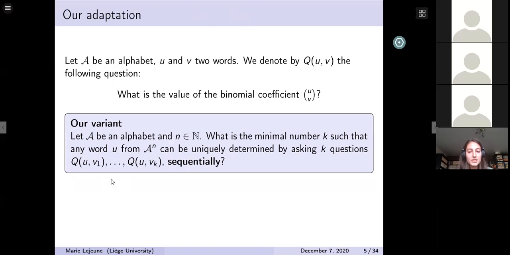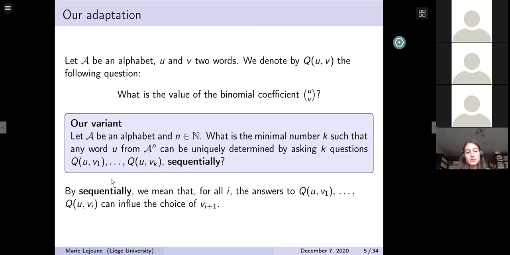But what changed is that we are going to ask these questions sequentially. So if we have an alphabet and an integer n, we have an unknown word u of length n, and we are going to ask the question: what is the binomial coefficient of u and v1? So how many occurrences of v1 can I see as a subword in u? How many occurrences of v2 can I see as a subword in u? Up to how many occurrences of vk can I see in u? And I want to ask the fewest questions possible. And I ask these questions sequentially.